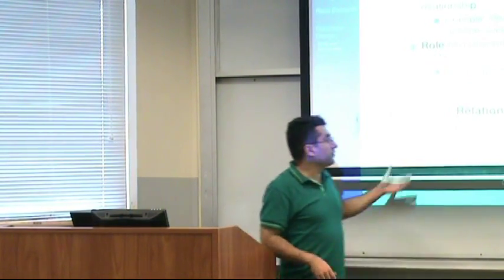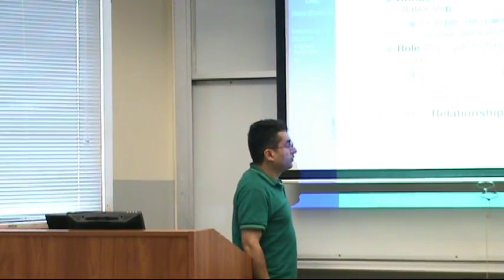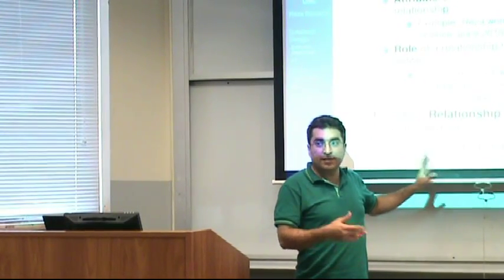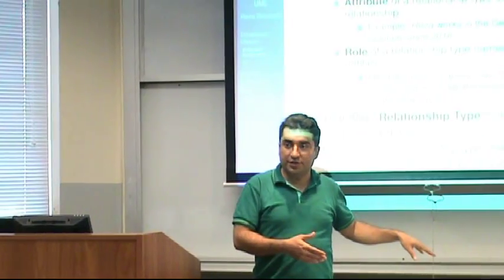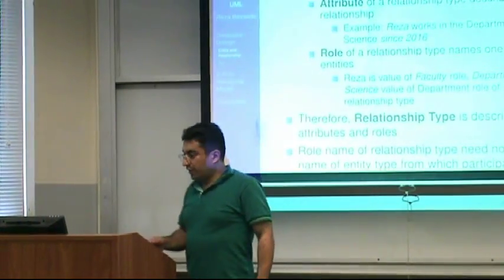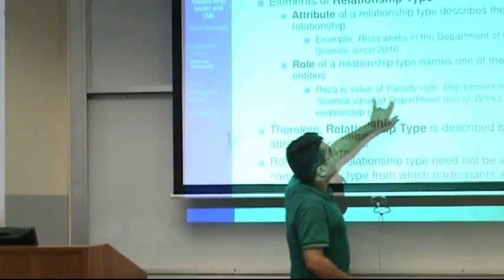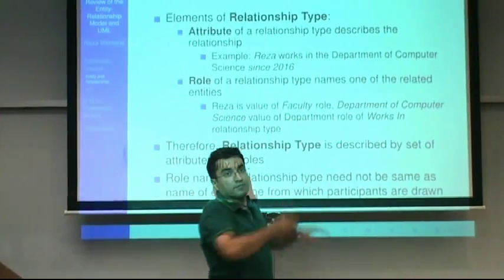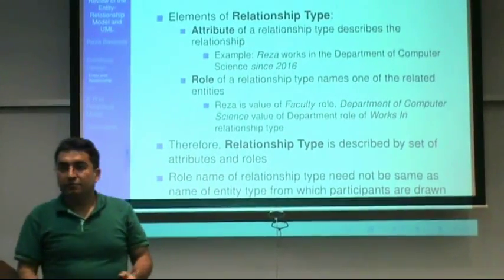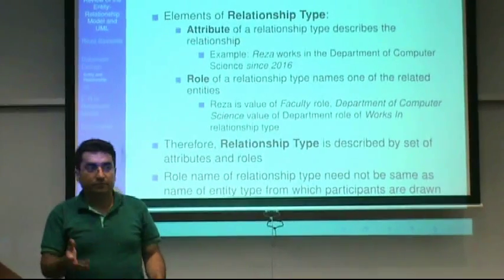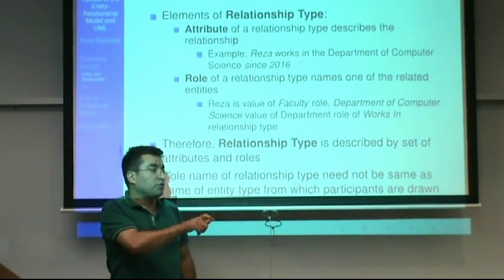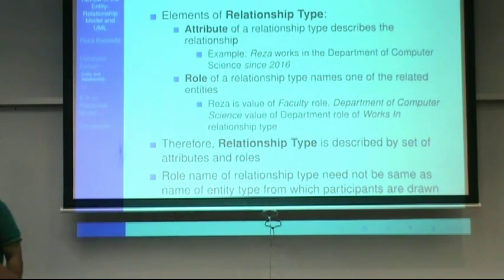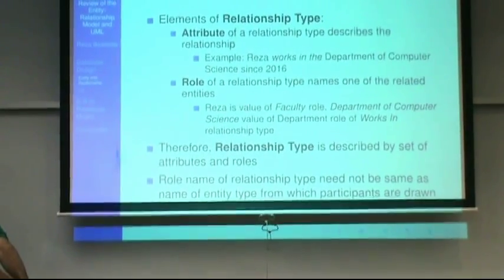So again, relationship type is also described by attributes and roles. Note that the role name of the relationship is not necessarily the name of the entity type in the relationship. For example, here in the example I mentioned, we had the entity of faculty, we had the entity of department, and we put the same name for the roles. But for the marriage example, we can distinguish between the roles by husband and wife, right? You are putting a different role than what the entity name is.